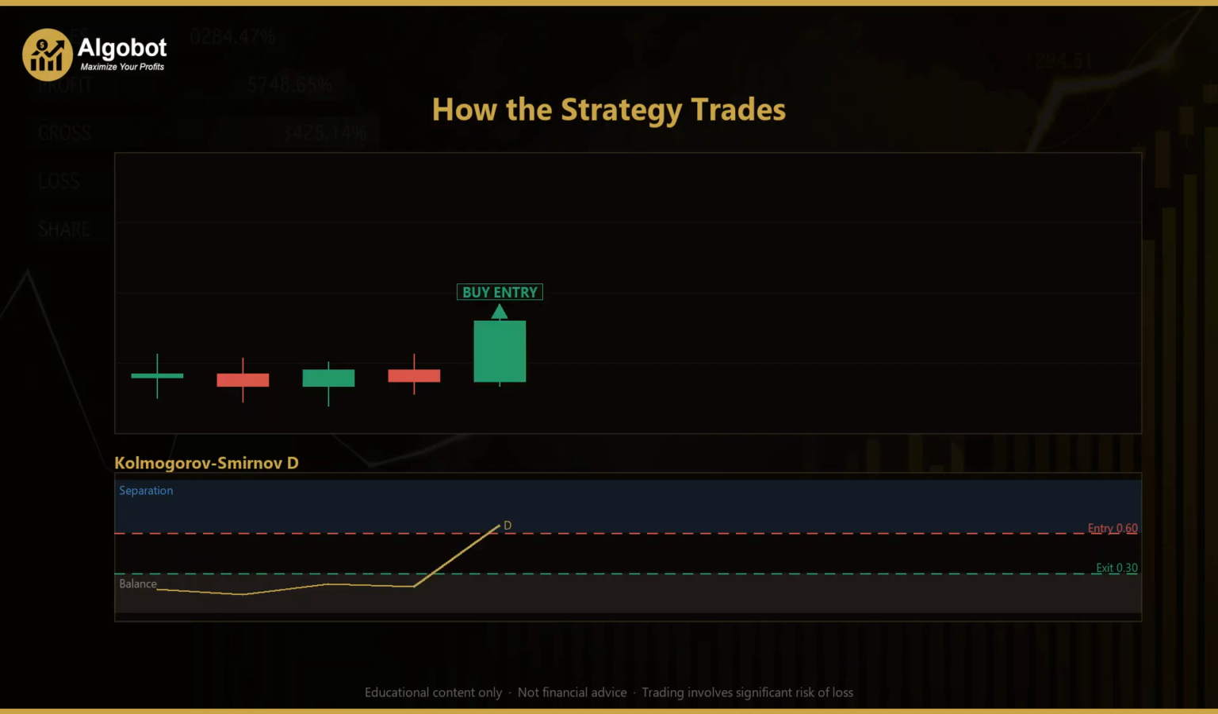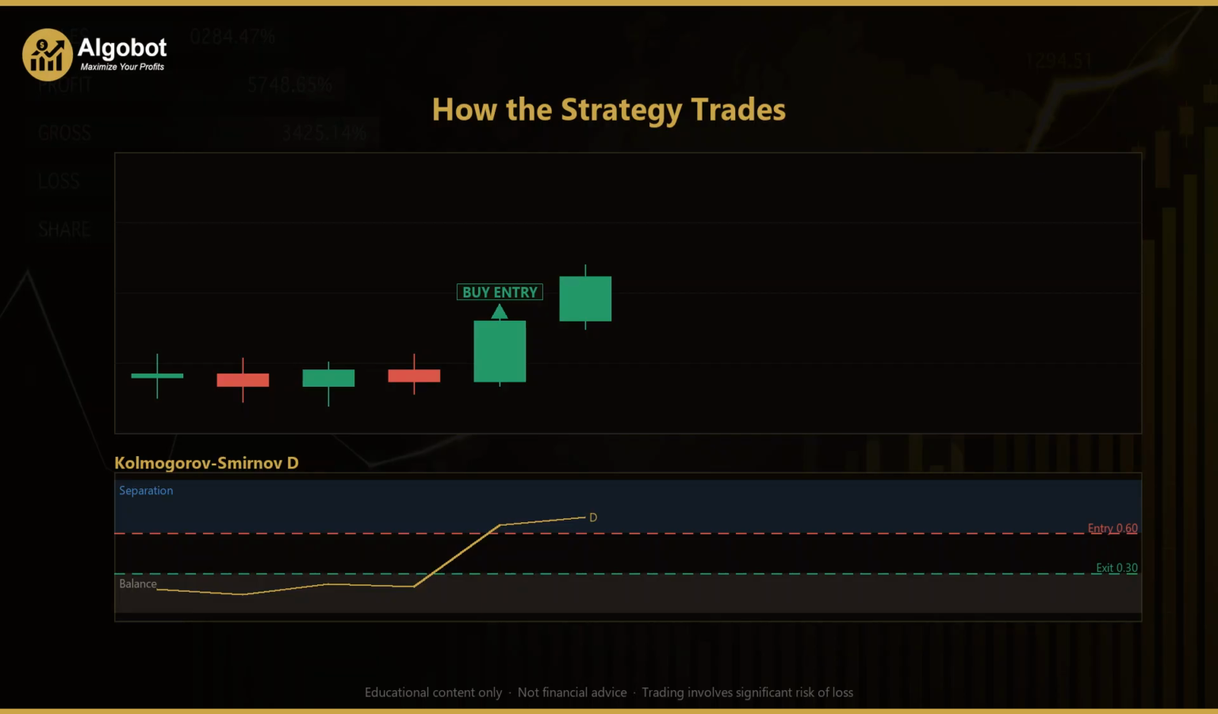Now watch the 5th candle. Price pushes firmly upward with a strong body, closing above the little range that came before. As this happens, the recent window fills with higher closes and pulls away from the prior window. Down in the panel, the D line surges and crosses up through the entry line at 0.60. That is a fresh separation.